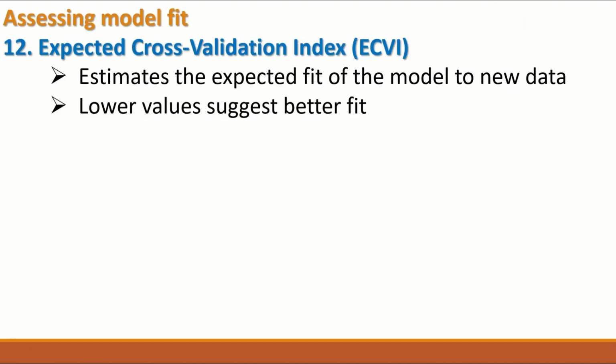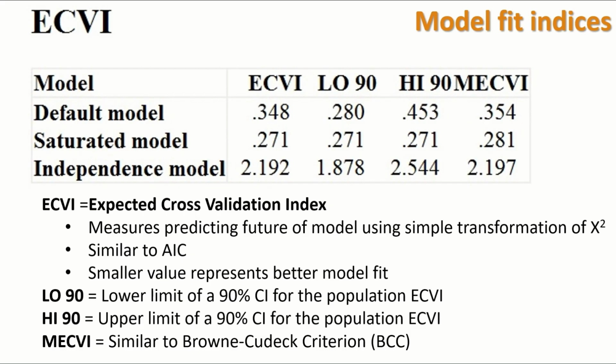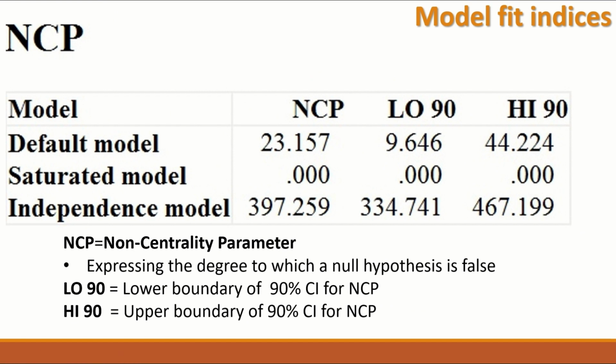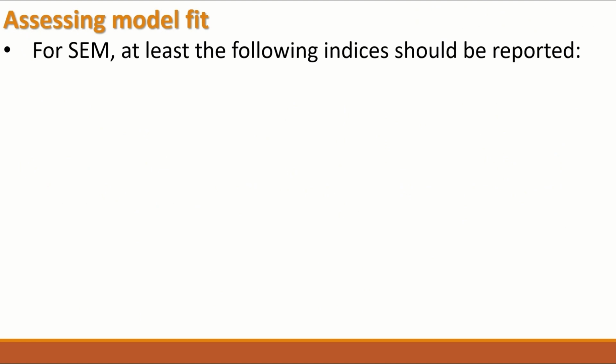And another index is the expected cross validation index, ECVI, which estimates the expected fit of the model to new data. Lower values suggest better fit, as shown in the table here. The lower boundaries and the higher boundaries, and the MECVI are given. So there are plenty of indexes here, as shown. The NCP, non-centrality parameter, with lower and upper boundaries and a value to look at.